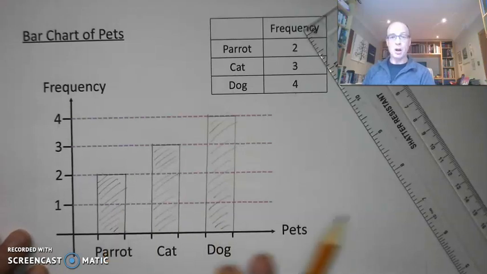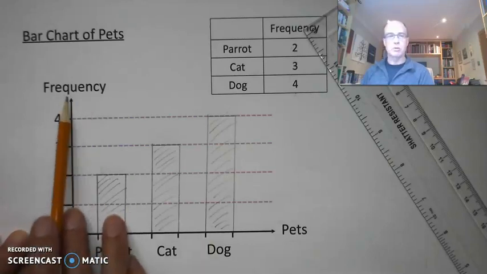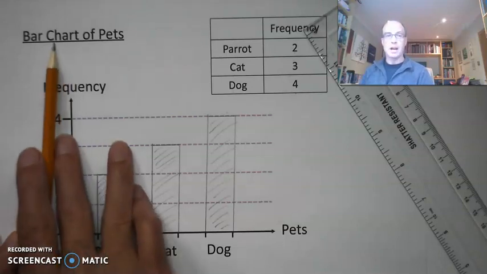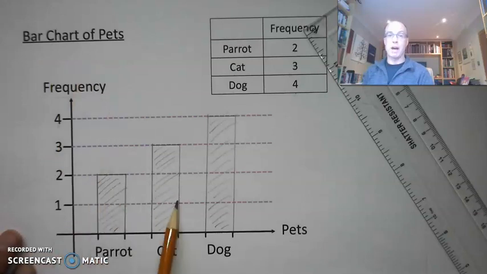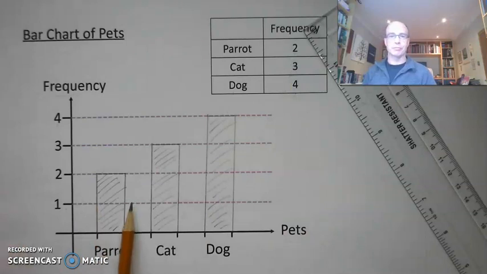This is not a bad chart. We've got categories down here, so we know which each one is: parrot, cat and dog. We've got a title, pets. We've got a title, frequency, remember that's just my count going up my chart. I've got a scale, and I've got a title for my overall graph. So that's not bad, and I've plotted my points accurately on my bar chart.